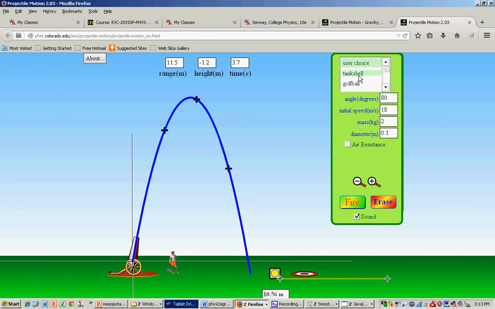Oh wait a second, should I put sound? Ooh! Okay, so I can put some.